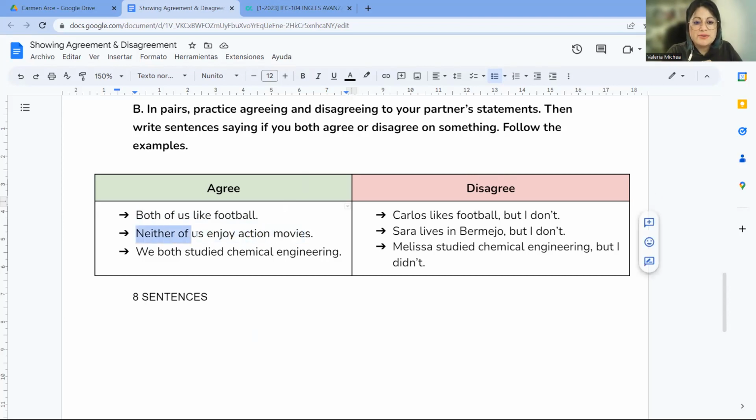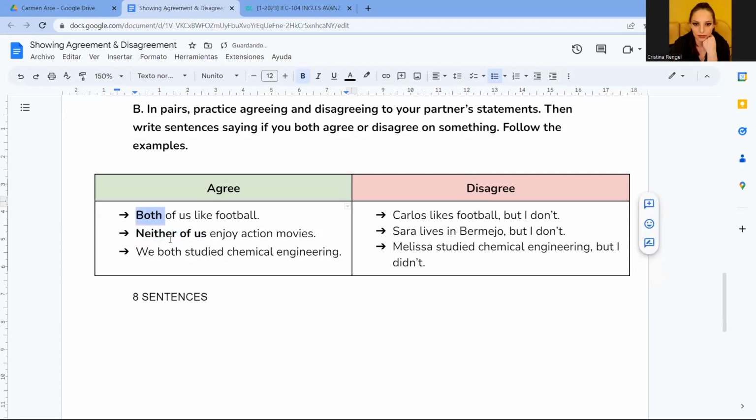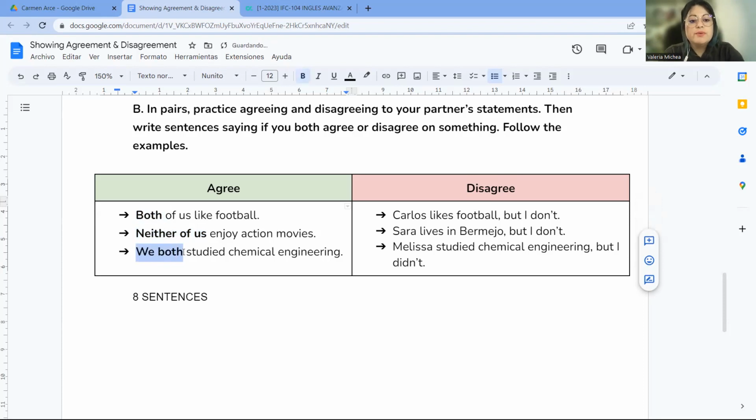What does neither of us mean? What does it mean? Ninguno de nosotros. Yes. No one. So the first one was both: both of us like something. The second one is none of us, neither of us. Ninguno de los dos. Ninguno de nosotros. Very good. And there's also another way which is very similar, and it's we both studied chemical engineering.